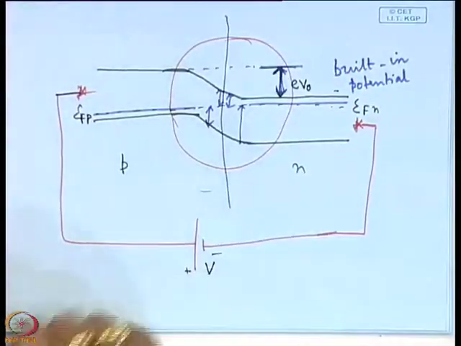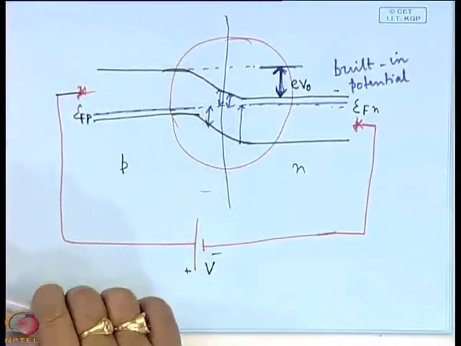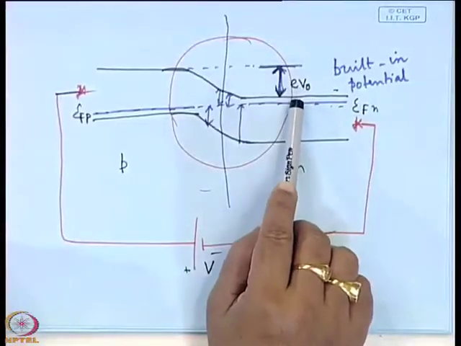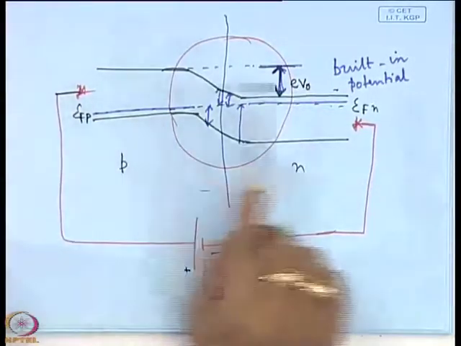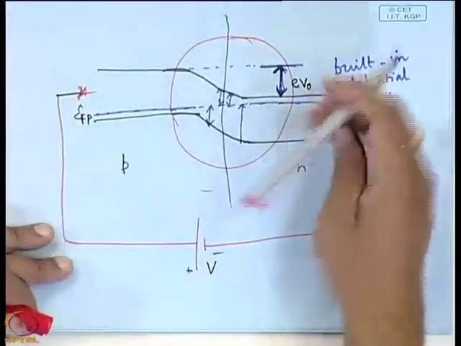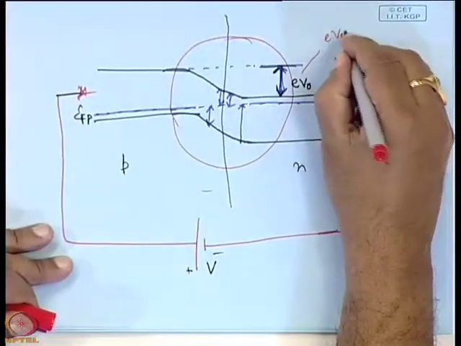What will happen to the band diagram? The depletion width will decrease. Yes, the width will decrease. That means EV0 will now be EV0 minus V. EV0 will now be EV0 minus V.